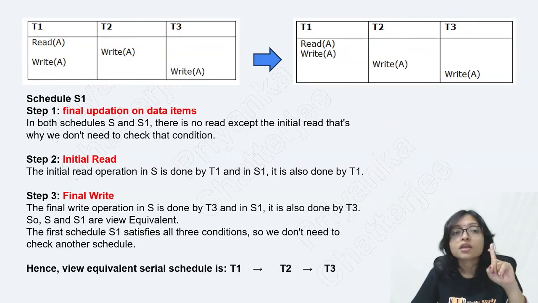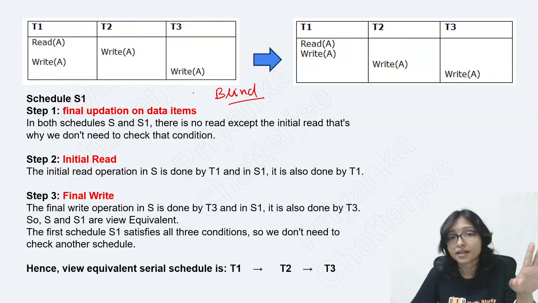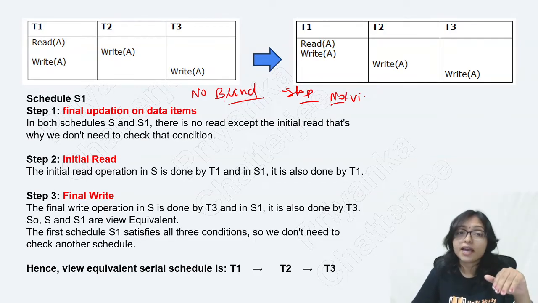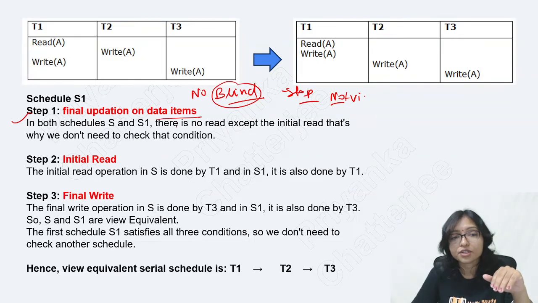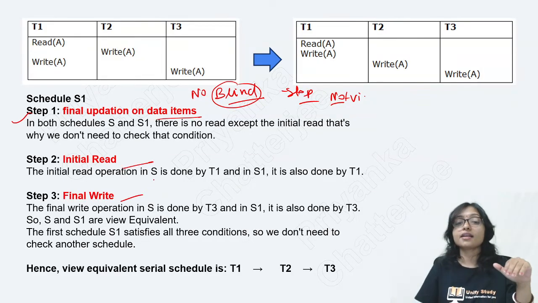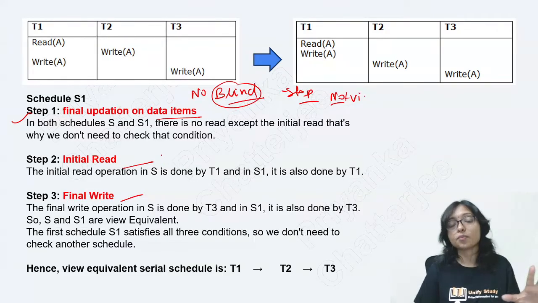First of all, I have to find out the blind write. Is there any blind write? If there is no blind write, then I can stop, because I cannot do swapping. I can say no, it's not possible, not view serializable. If there is a blind write, then I can do this one: final updation data, initial read and final write. All these operations I should maintain.